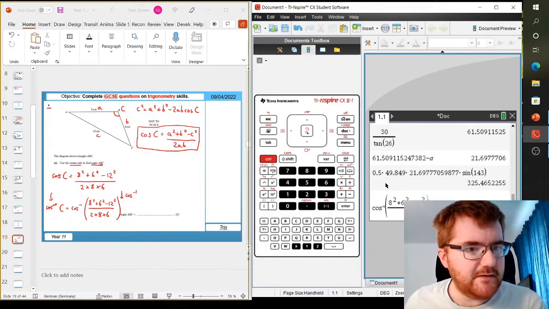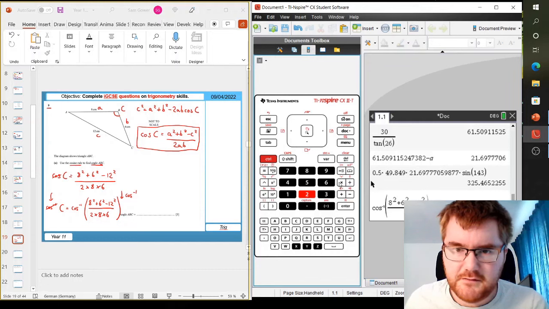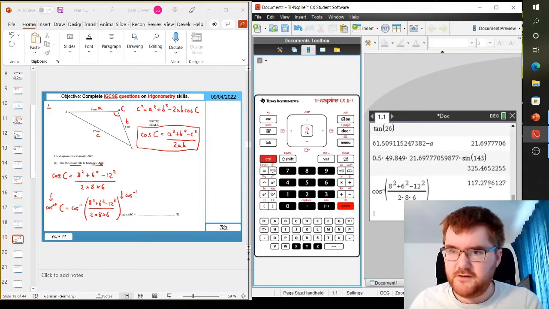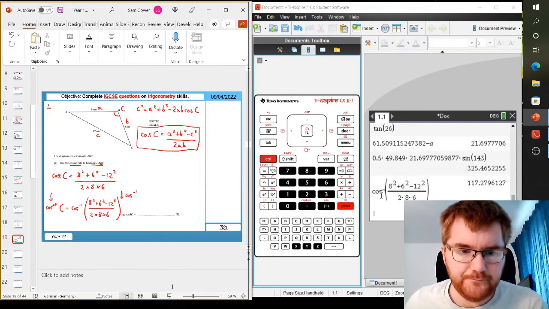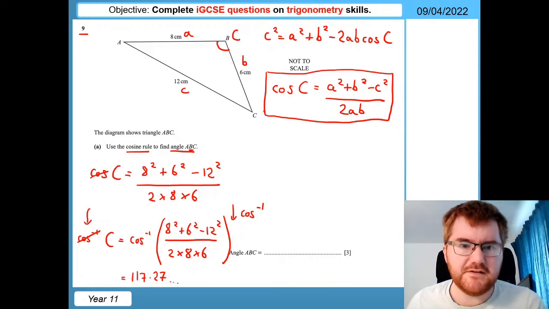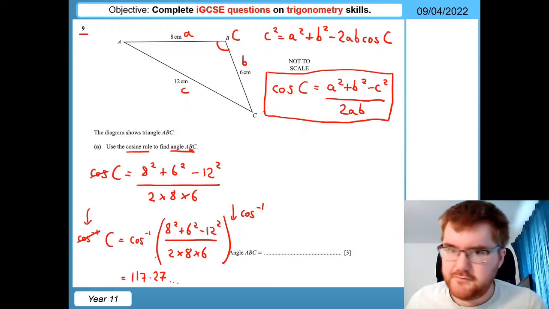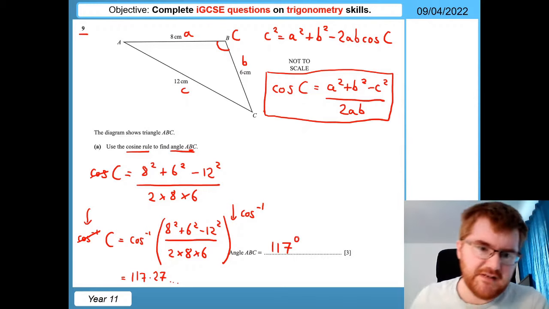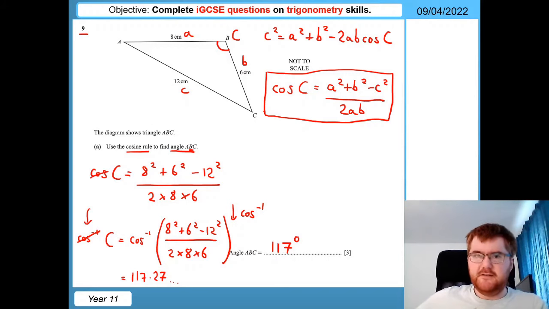So 8 squared plus 6 squared minus 12 squared, 2 times 8 times 6 on the bottom. Enter, and then we get our answer of 117.27. If we round that, generally, again, round to 3 SF, I'd round that to 117 degrees to 3 significant figures.